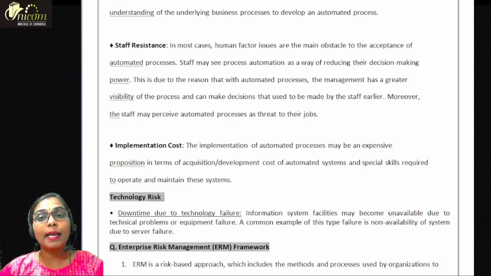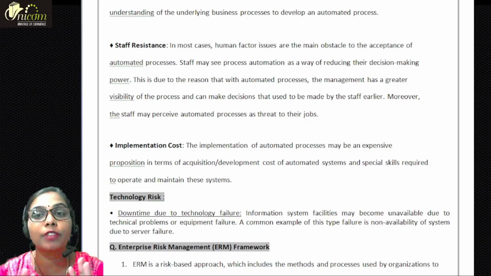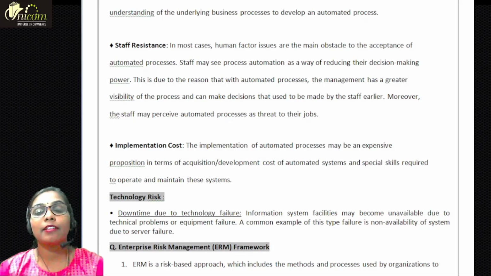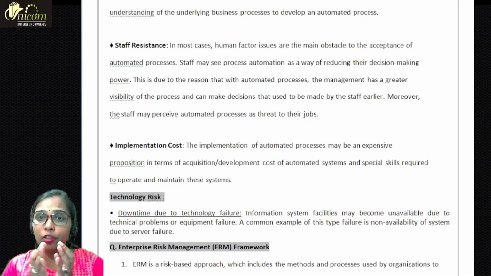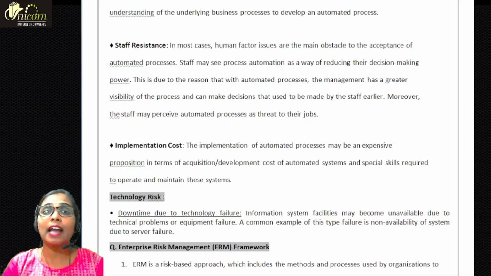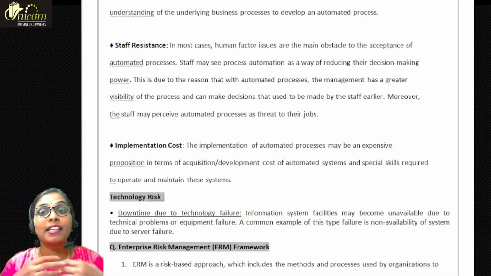So it is very important that the employees get a proper knowledge of what automation is all about for that particular process. Okay, and then the staff may also see process automation as a way of reducing their decision making power. ठीक है, like for example, there are 10-15 staff working on a particular work. What they can do is, with the help of automation, 10 से 5 लोग कर सकते हैं काम, and in that way the work can be done easily, and with the help of automation they can come into a proper decision making.